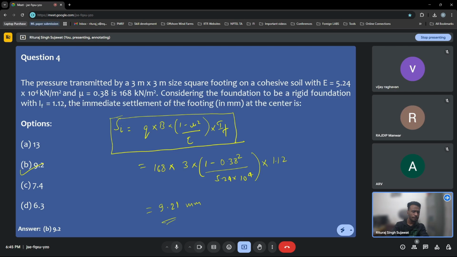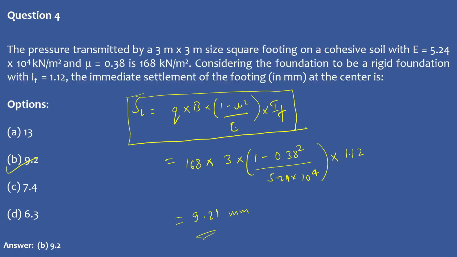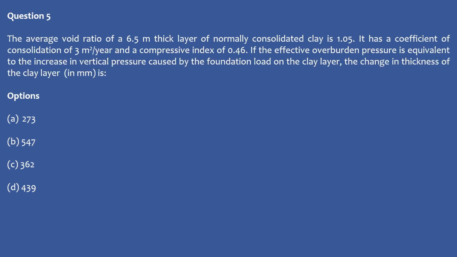Any doubt in this? Okay, if not, then let's move to question number 5. In question number 5, the average void ratio of a 6.5 meter thick layer of normally consolidated clay is 1.05. It has a coefficient of consolidation of 3 meter square per year and a compression index of 0.46. If the effective overburden pressure is equivalent to the increase in vertical pressure caused by the foundation load on the clay layer, find the change in the thickness of the clay layer.